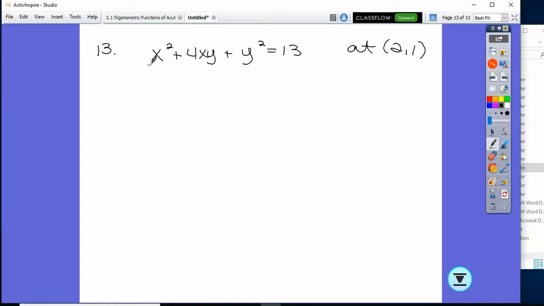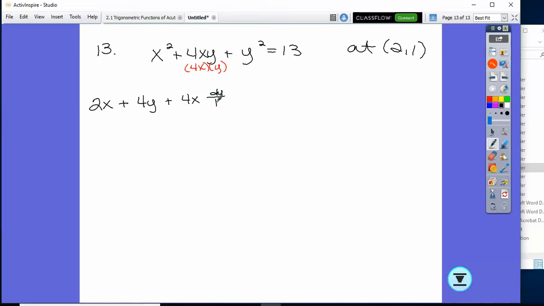Derivative. Okay. Derivative of x squared is 2x plus the derivative of 4xy. You have to think of this as a 4x times a y. We have two variables, so we have to do a product rule. Derivative of 4x is just 4, so derivative of the first times the second, so 4 times y, plus the first, 4x, times the derivative of the second. Derivative of y would be dy dx.